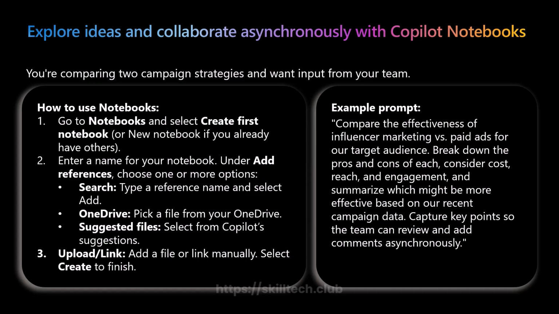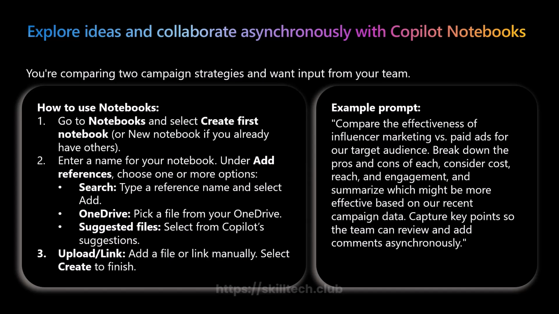Once you do this, you can use an example prompt like this, which says: compare the effectiveness of influencer marketing versus paid ads for our targeted audience. Break down the pros and cons of each, consider cost, reach, and engagement, and summarize which might be more effective based on our recent campaign data. Capture key points so the team can review and add comments asynchronously. When you do this, your notebook is going to be ready with all the details you have asked for, and multiple team members can comment, review, and utilize this process flow.